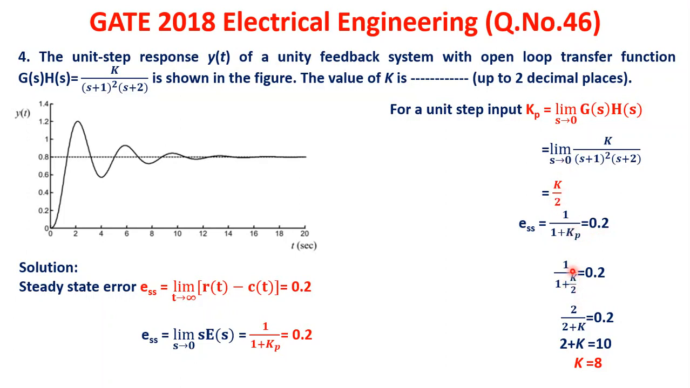We have substituted from this, and this we have taken here. So 1 by 1 plus k by 2 is 0.2. So taking LCM, 2 by 2 plus k equal to 0.2. So 2 plus k equal to 10, therefore k equal to 8. So k equal to 8, so 8 is the correct answer.